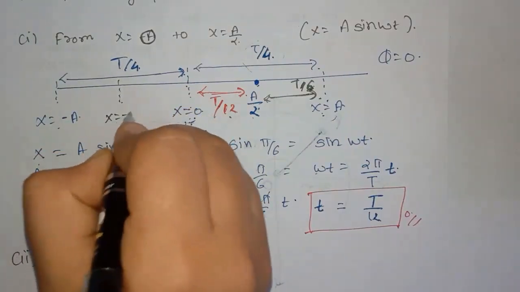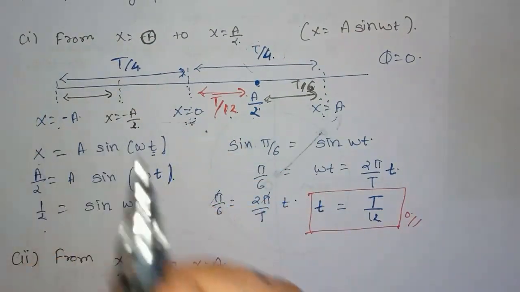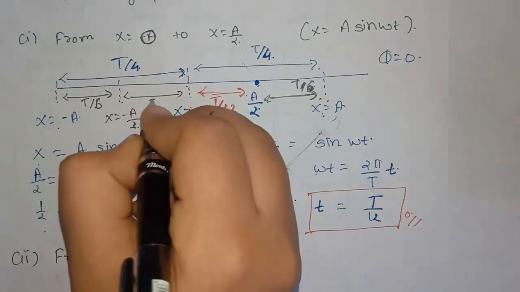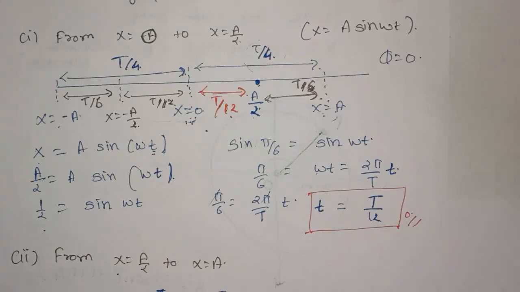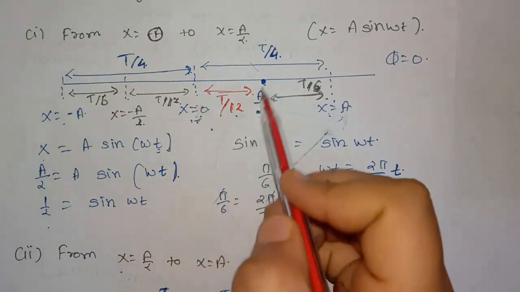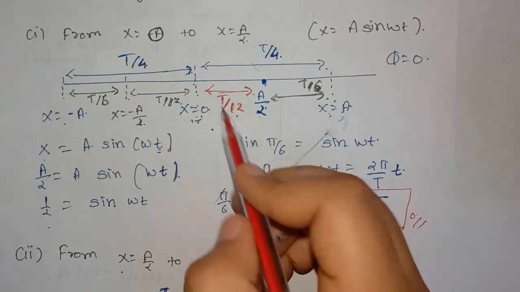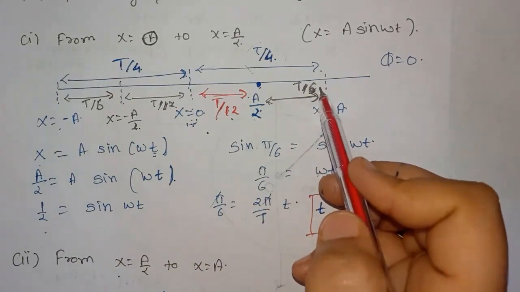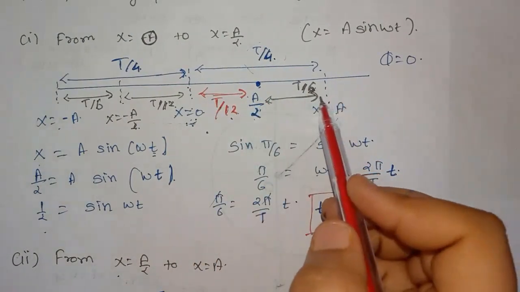In the same way, we can write on the opposite side. If this point is minus A by 2, then this time gap will be equal to T by 6, and this time gap will be equal to T by 12. Here we can see that the time taken by the particle to move the first half of the amplitude, that is the first A by 2 distance, is T by 12, and for the next same distance A by 2 it is T by 6. So time taken in the first case is lesser than the second case.